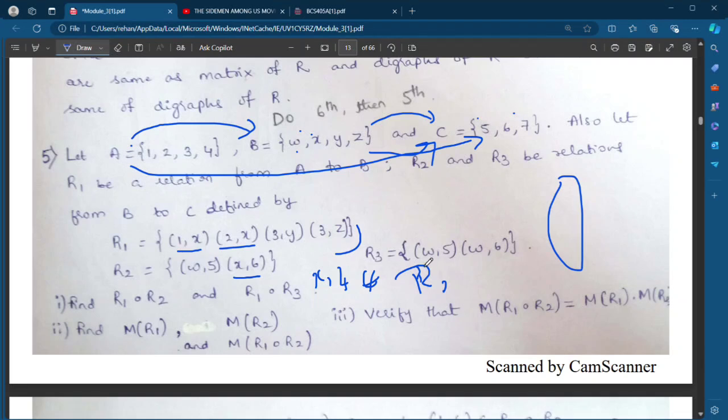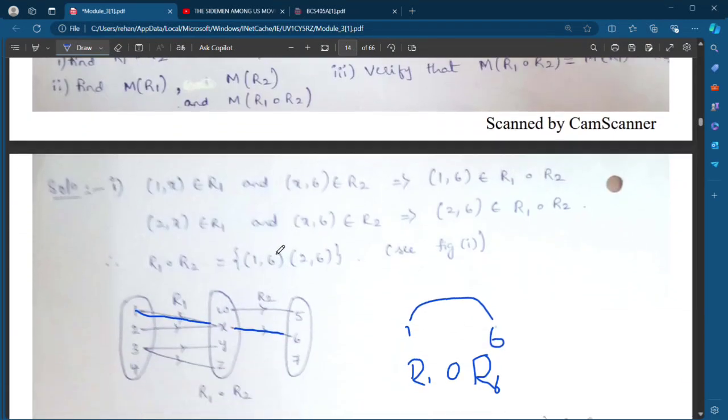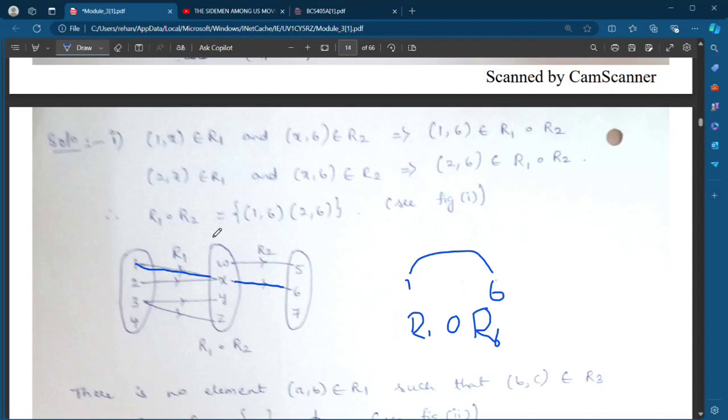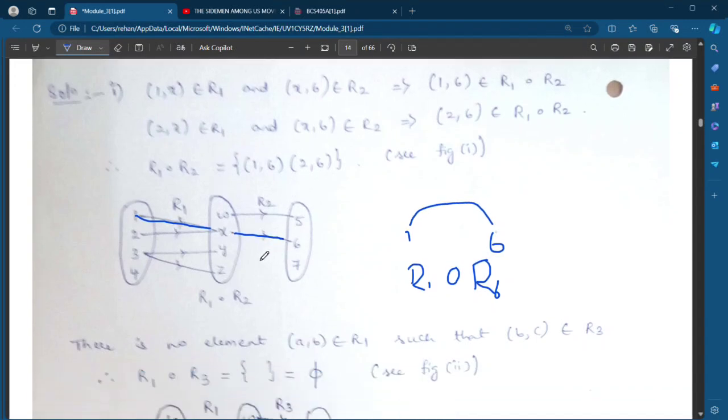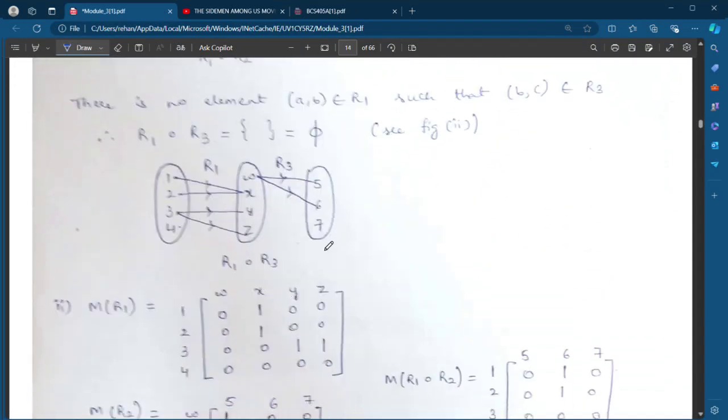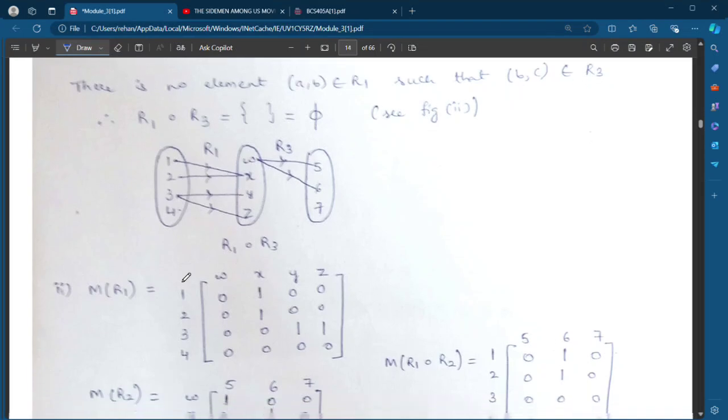So see here, starting now here is 5 and W. Here is there any term ending with W? No, there are no terms ending with W. Then I have no terms in R1 composition R3, that is empty set, because nothing is relating. From here one thing should be there and that should go like that.